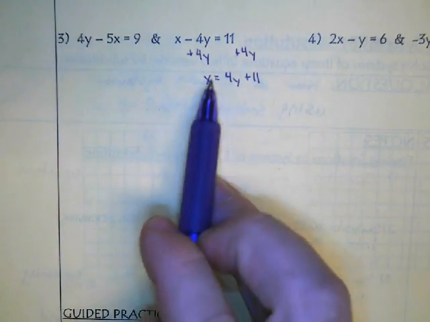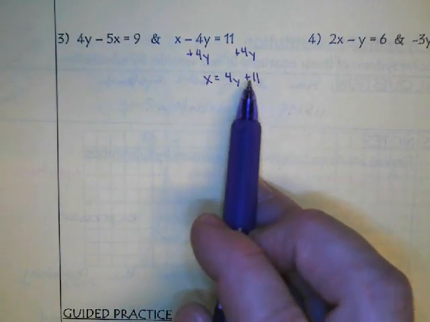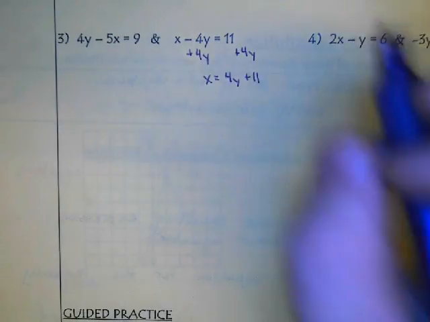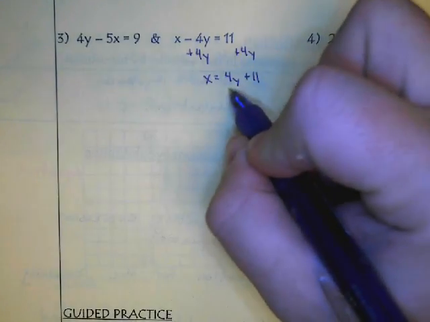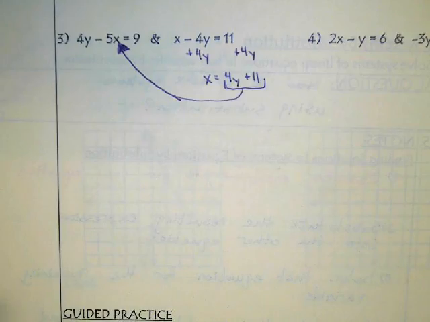Now I have what x equals, so I can take this idea, this expression, 4y plus 11, and I can plug it in to my other equation. So once we've isolated the variable, we take this expression, we're going to plug it in to this variable right here. We're going to plug it in right there, and remember, we'll put parentheses around it, and we'll simplify.